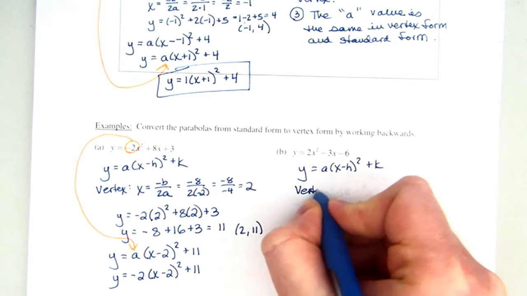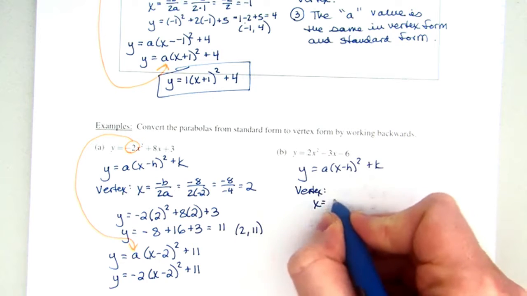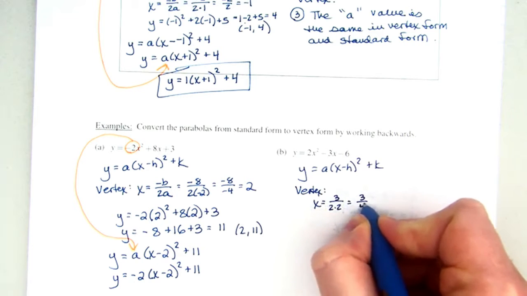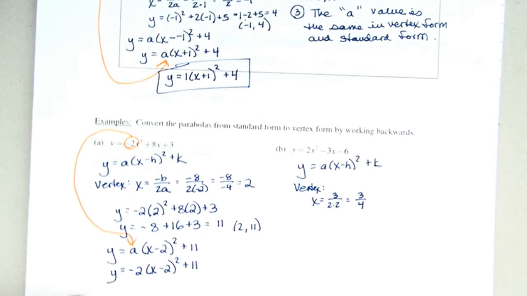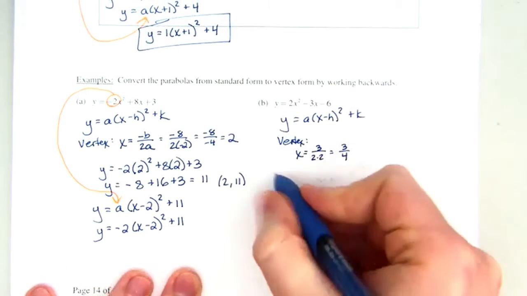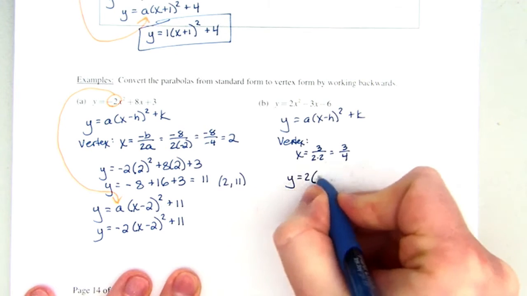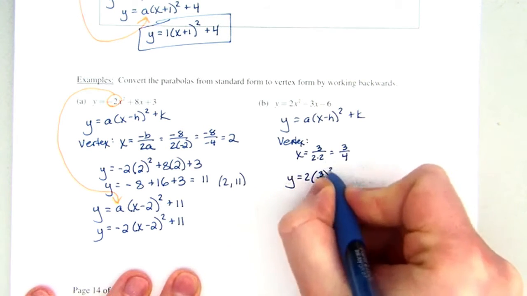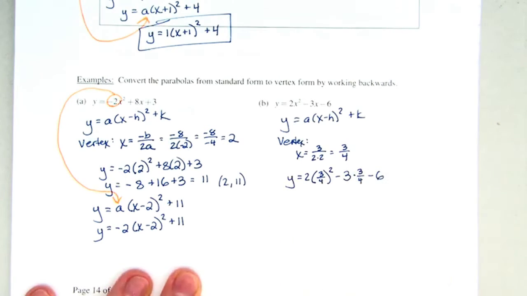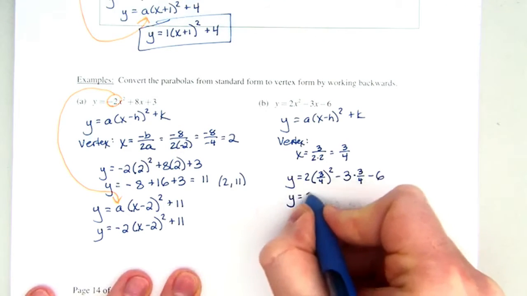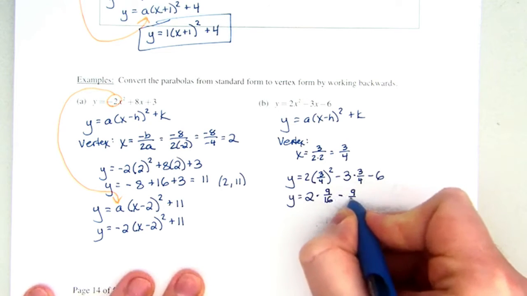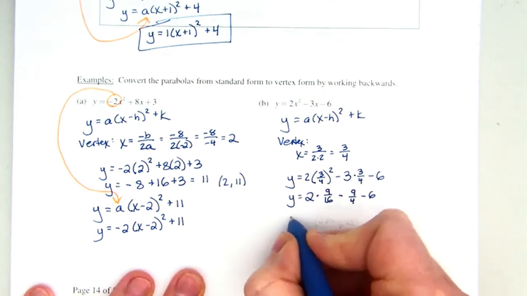So, vertex, x equals negative b over 2a, so 3 over 2 times 2 should be 3/4, and let's leave it as 3/4. I need to find the y-coordinate, which means I need to plug into my formula. Y is going to equal 2 times 3/4 squared minus 3 times 3/4 minus 6. Y equals 2 times 9/16 minus 9/4 minus 6.